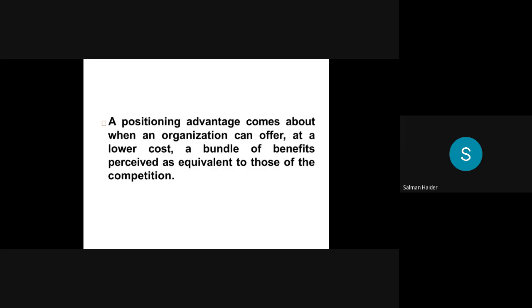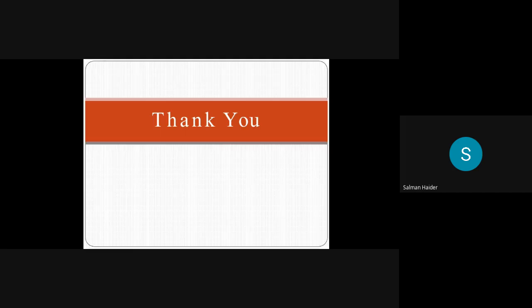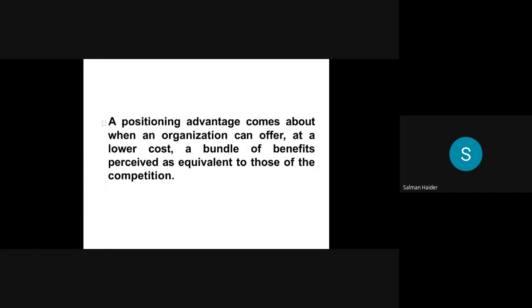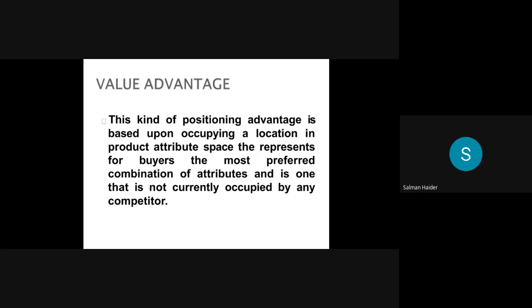Then what kind of positioning strategies you would use for? Now, what is the benefit of having positioning? What is the advantage that comes about when an organization can offer at a lower cost a bundle of benefits perceived as equivalent to those of the competition? Then value advantages, this kind of positioning advantages based upon occupying a location in the product attributes. Space represents for buyers the most preferred combination of attributes, and is not currently occupied by many of the competitors.